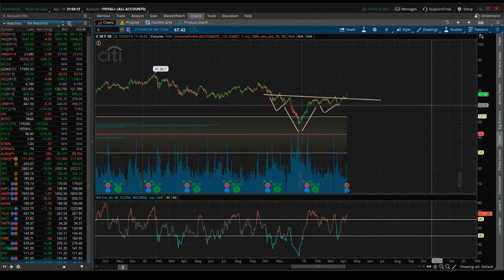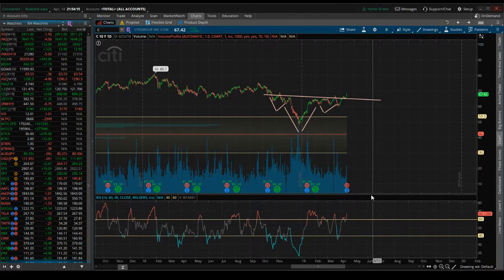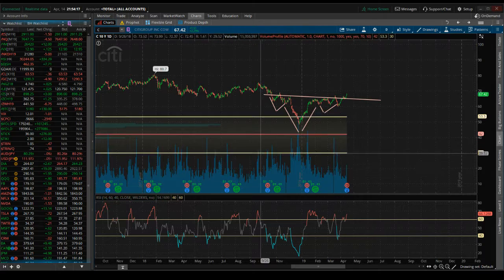And again, you have some pivots down here as well. So it should be pretty interesting. But in general, it did look pretty bullish going into earnings. So, but we'll see. We'll see what they come up with.